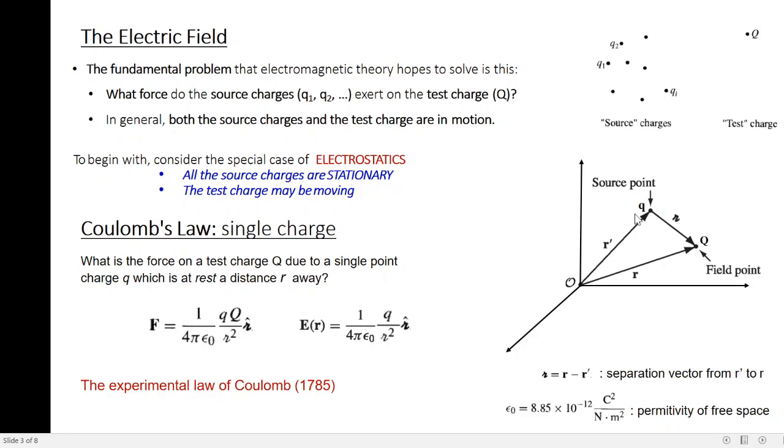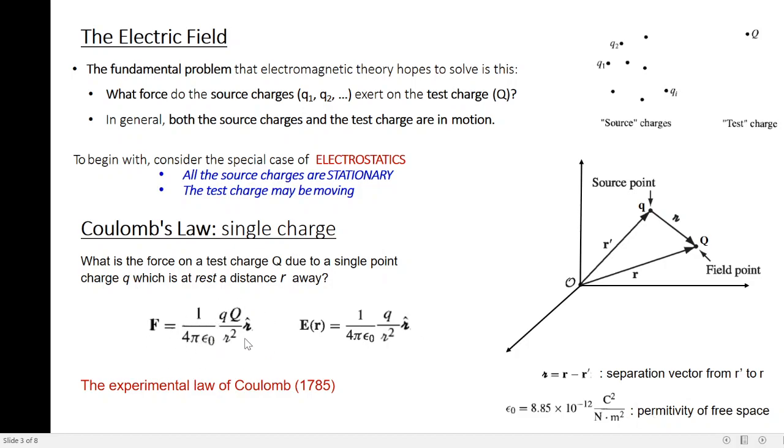Now if you have a single source point small q and a test charge capital Q, the force between these two is given by the famous Coulomb law, which goes by F equal to 1 over 4 pi epsilon naught, small q capital Q by r square, r cap, where epsilon naught is a constant which is known as the permittivity of free space, whose value is 8.85 into 10 to the minus 12 Coulomb square divided by Newton meter square.